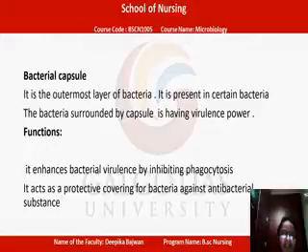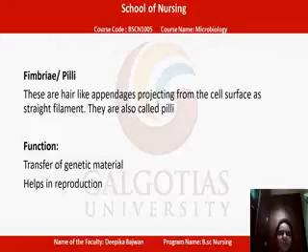Now come to the next structure, that is fimbriae and pili. Pili were already shown in the picture. They are small thread-like structures, also known as fimbriae. These are projecting from the cell surface, and the function of the pili is the transfer of genetic material, and they are helpful in the reproduction of bacteria, from one bacterium to a number of offspring bacteria.